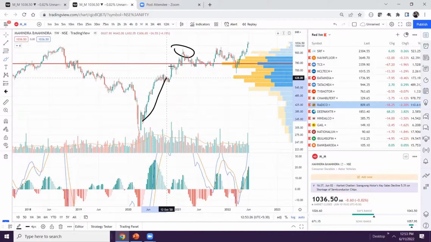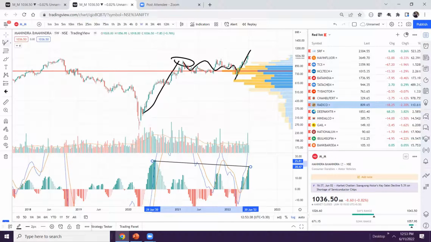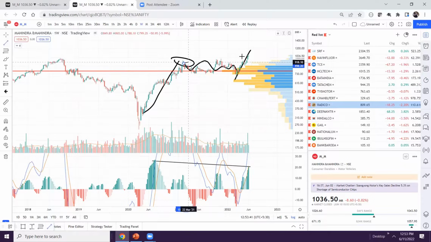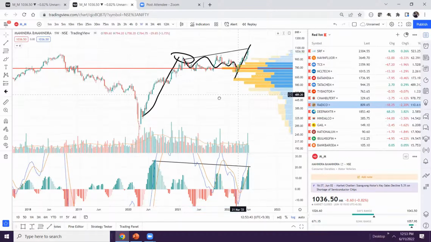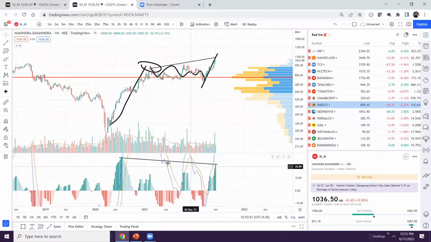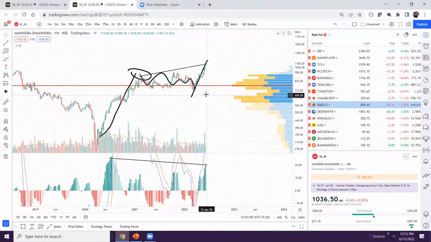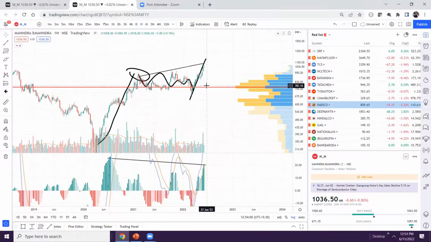So this was the impulse, then this is the corrective, and this is the impulse. So for this impulse, this is the MACD, and for this there is a divergence. So as per Elliott, will you enter this breakout or will you wait for correction? Yes, we can enter, I think. There is divergence, going downwards, divergence. So will it go up or will it? We have to wait for a correction.